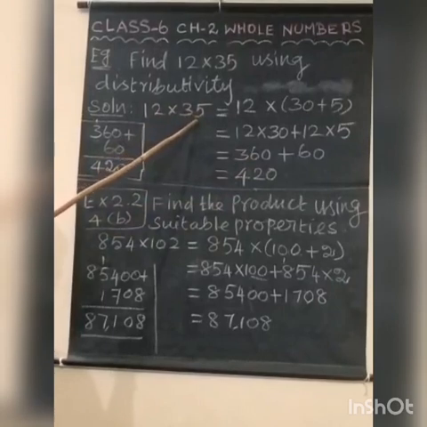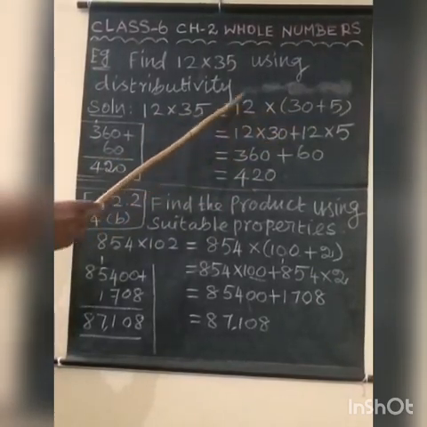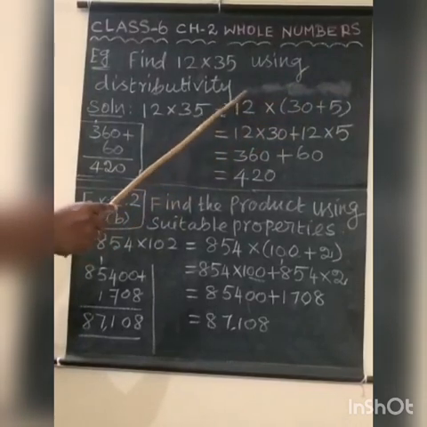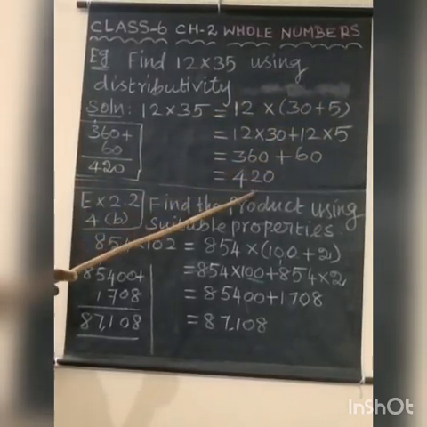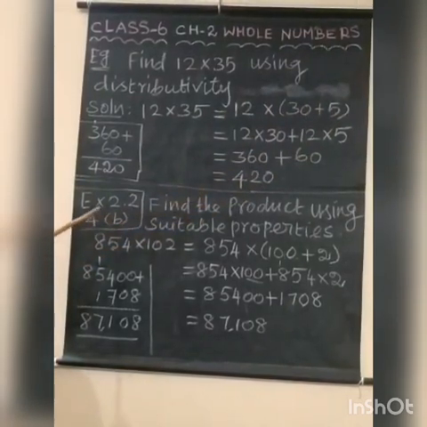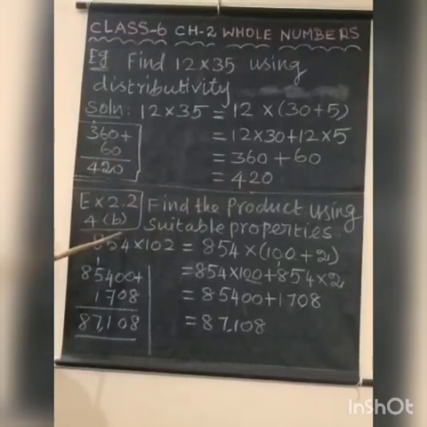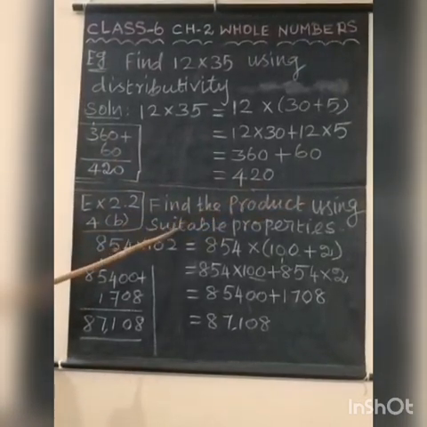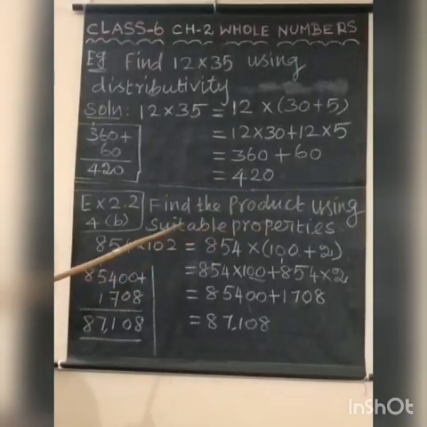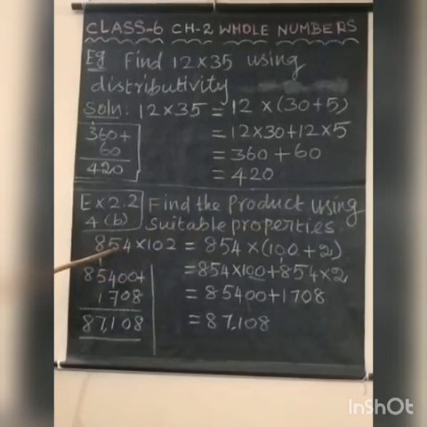Here using distributive property, 12 into 35. Expand form of 35 is 30 plus 5. Okay. 12 into 30 plus 12 into 5. Multiply these two numbers. We get the answer 420. Okay. Next go to exercise problem. Find the product using suitable properties. Here using distributive property. Okay.